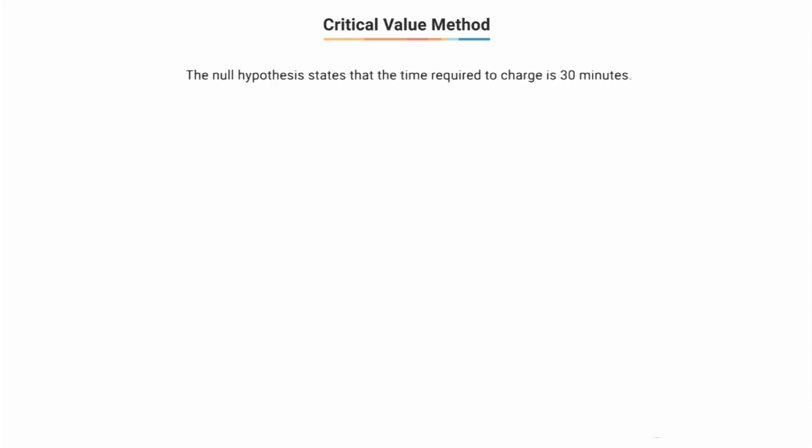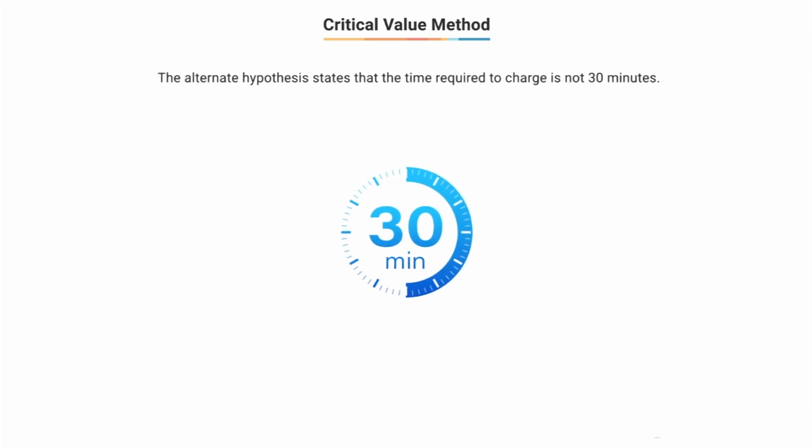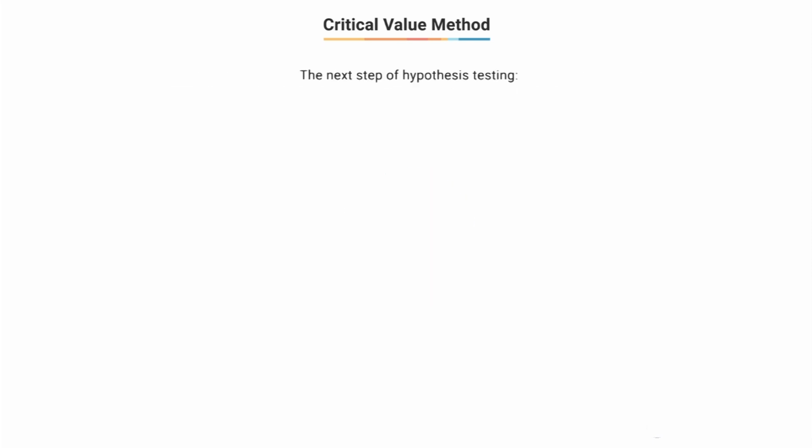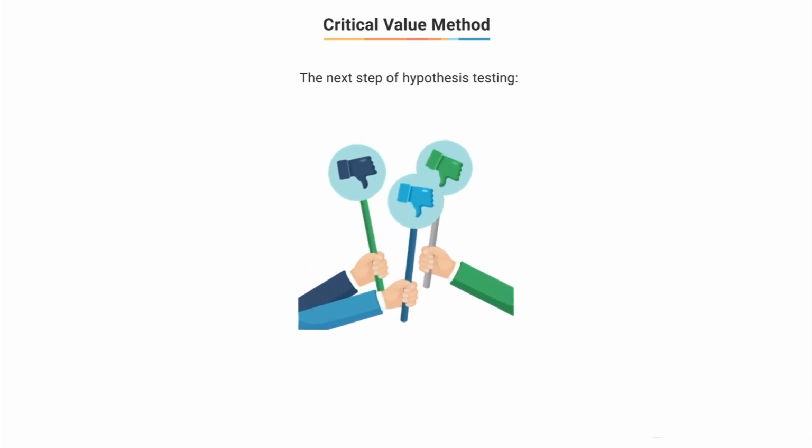The null hypothesis states that the time needed to charge is equal to 30 minutes. The alternate hypothesis states the opposite. It can be written as the time needed to charge is not equal to 30 minutes. Let's move on to the next step of hypothesis testing. We'll start with the assumption that the null hypothesis is true, and then we'll try to disprove it.